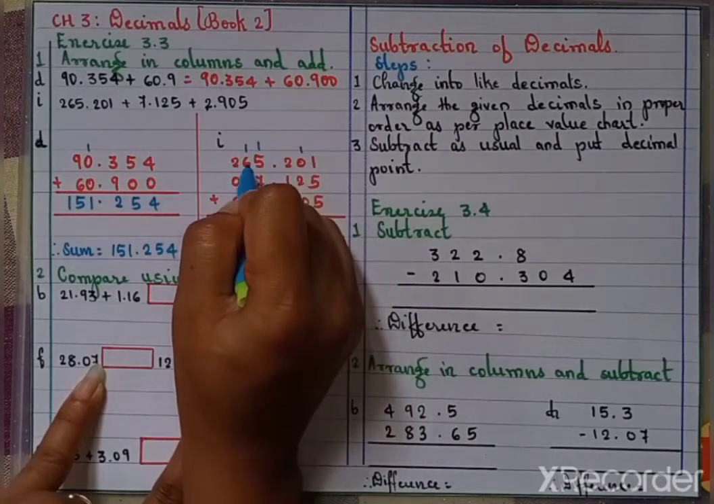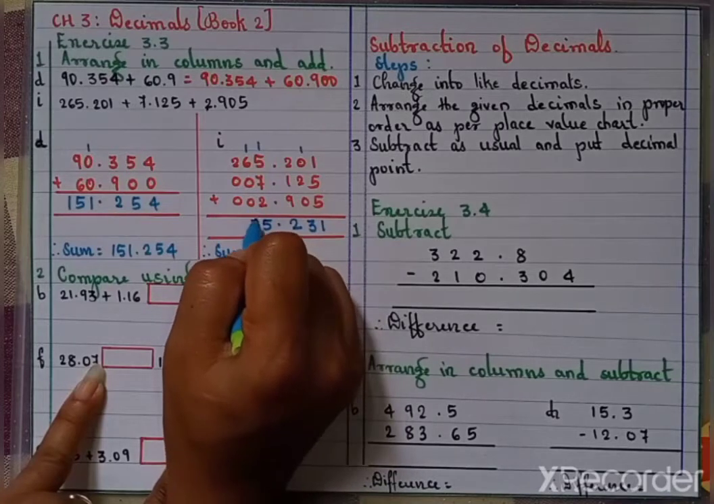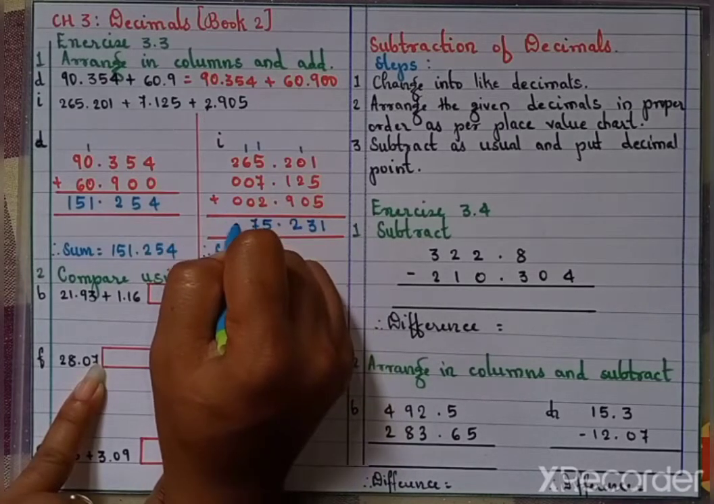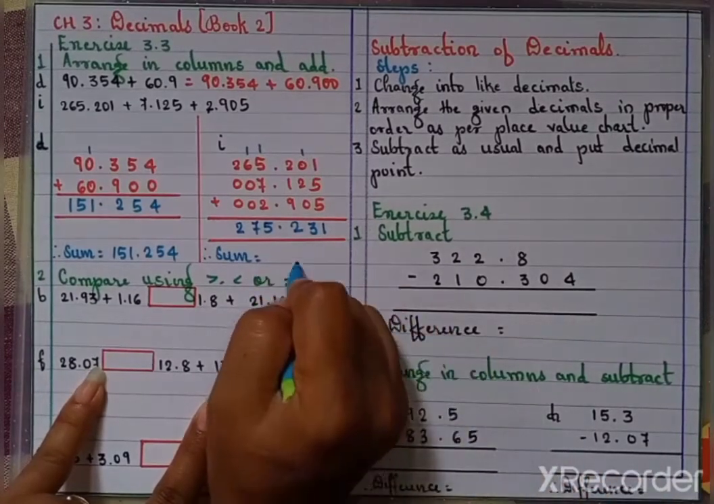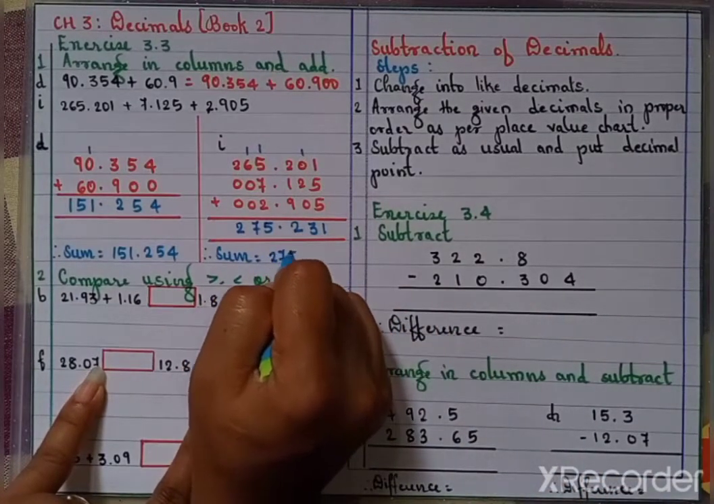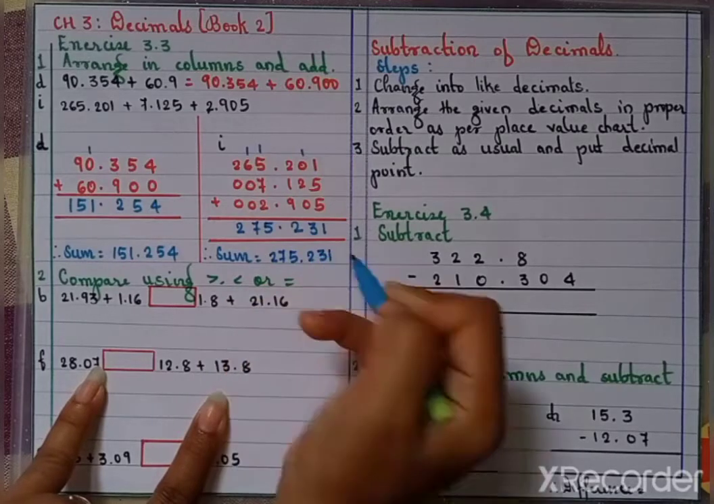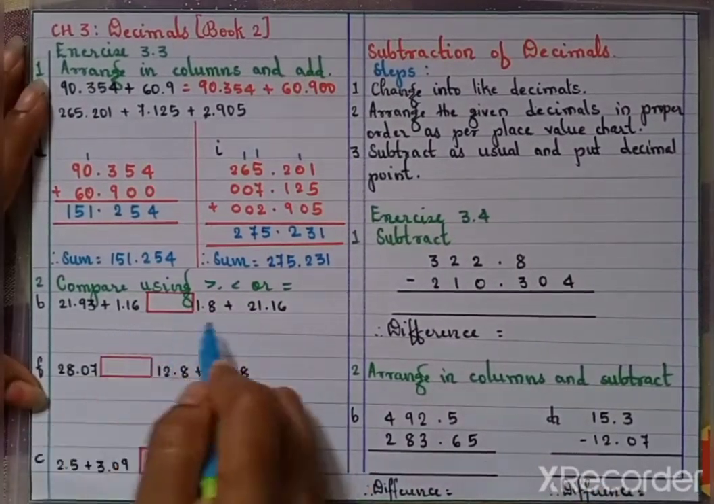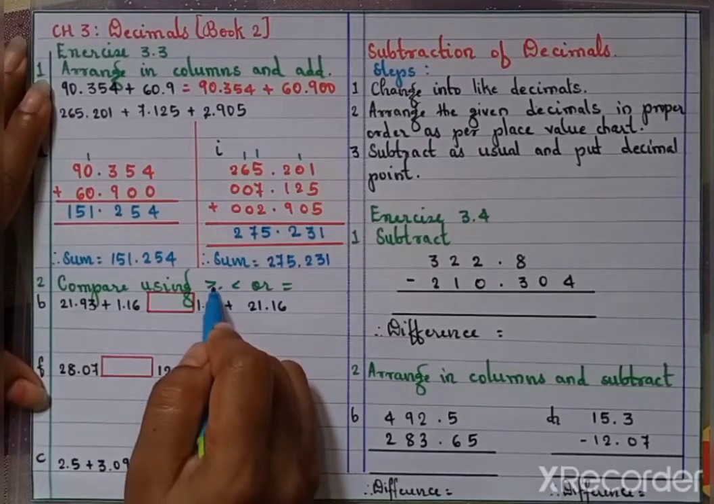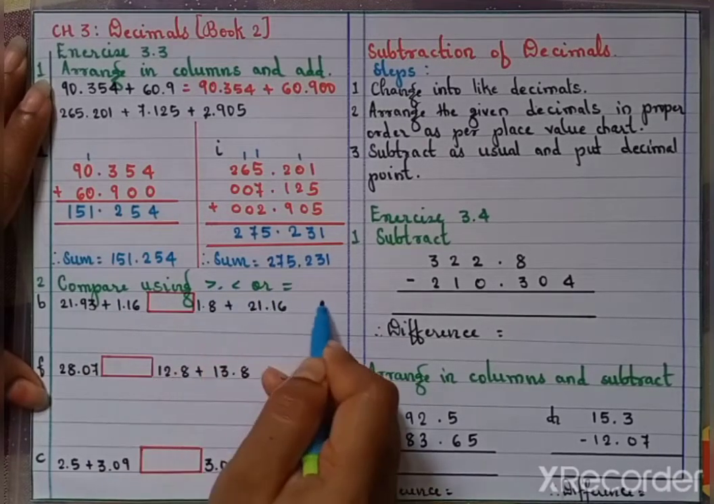6 plus 1 is 7. Plus 0 is 7. 2 plus 0 is 2. Therefore, the expected sum is 275.231. Now let's compare the following decimals. We have to put lesser, greater, or equal sign.